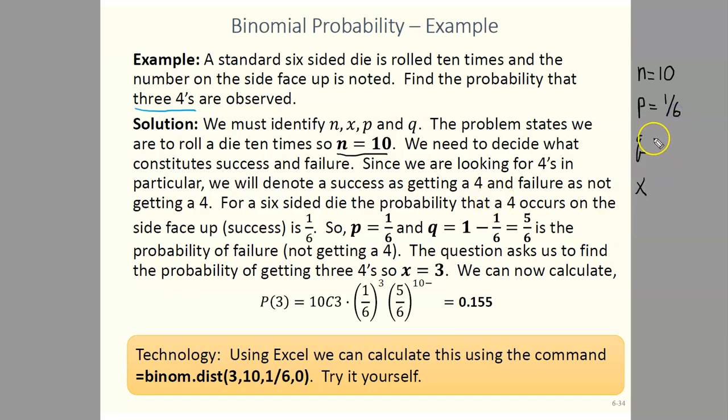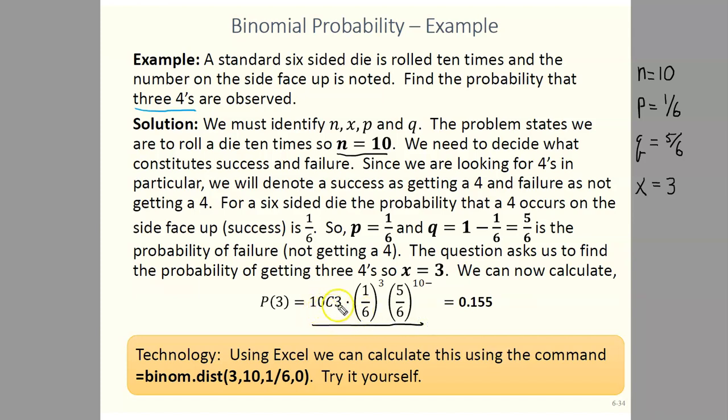So our probability of success is going to be 1/6. Then our probability of failure, not getting a 4, is 1 minus 1/6, which is 5/6. And then the number of successes we're looking for, of course, is 3. We're looking for 3 4s. So then we just have to plug all this information into our binomial formula and write down here is our answer.